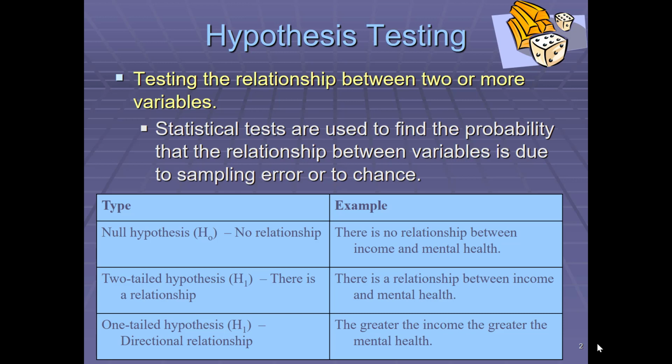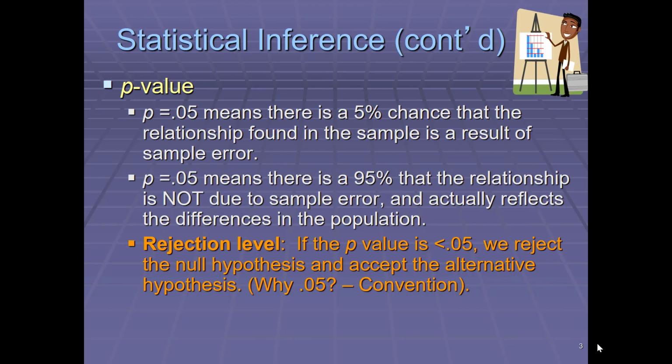And then finally, you can have a one-tailed hypothesis, which means that there is a directional relationship, and so the relationship between the two variables is going in a certain direction. For example, the greater the income, the greater the mental health, or it can even be going in the opposite direction, right? It can be the lower the income, the greater the mental health. So a one-tailed hypothesis is basically when you know that there is a certain direction in terms of the relationship between the two variables.